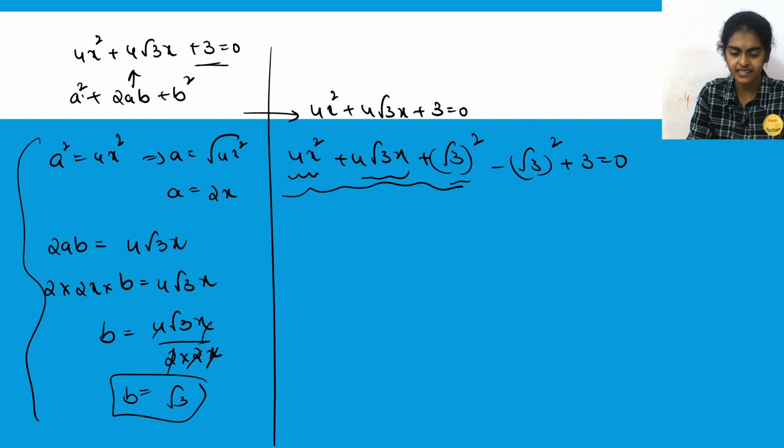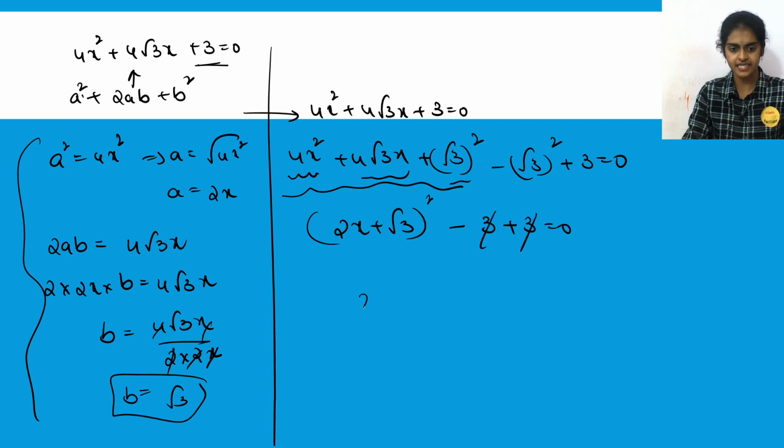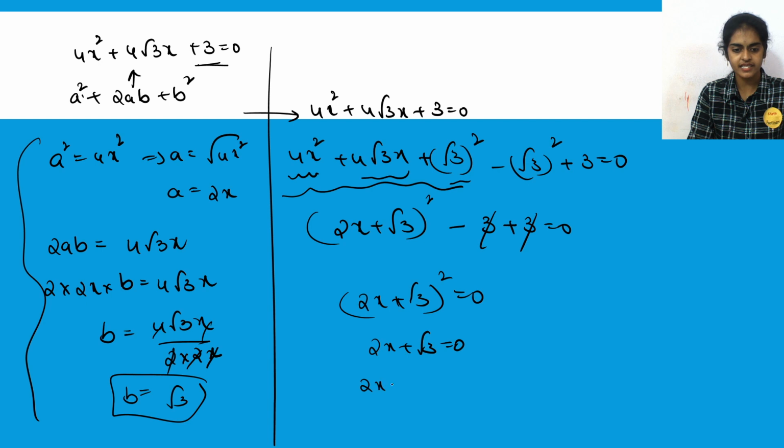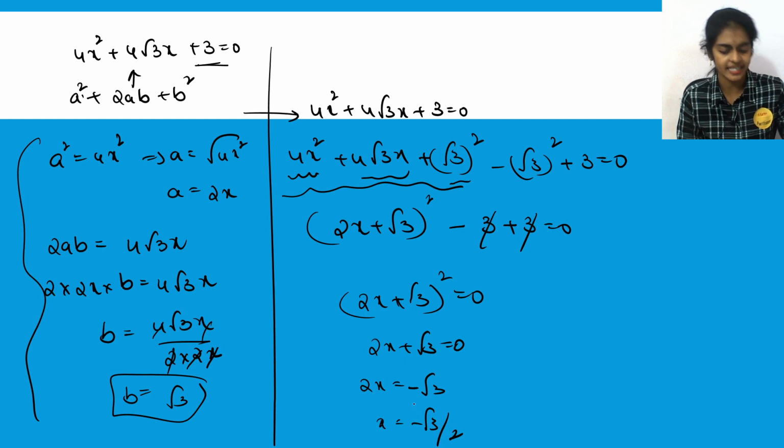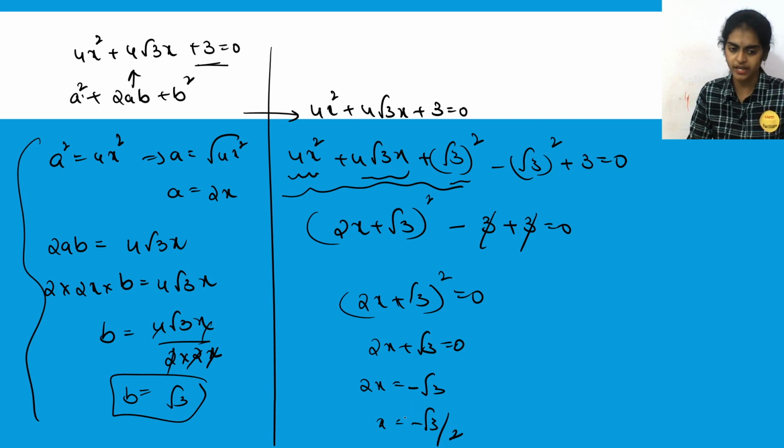Now till here it is a plus b whole square. A is 2x plus b is root 3 whole square minus root 3 whole square is 3 and this is plus 3 equal to 0. So plus 3 minus 3 cancel. I have 2x plus root 3 whole square is 0, or I can write 2x plus root 3 equal to 0. So 2x is equal to minus root 3 or x is equal to minus root 3 divided by 2. So here x value you are getting as minus root 3 divided by 2.